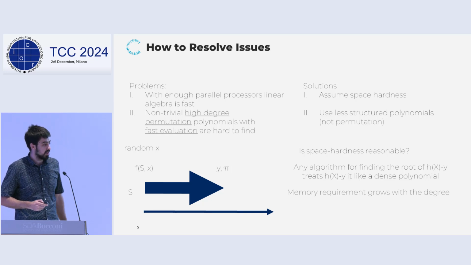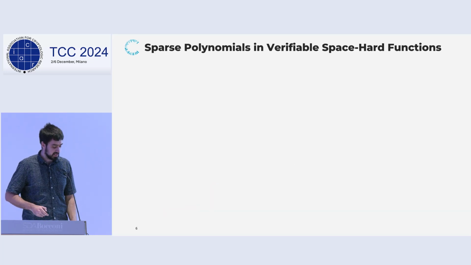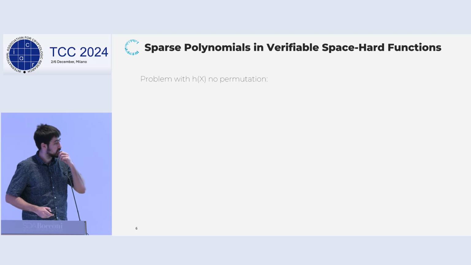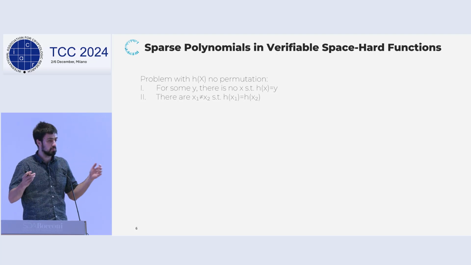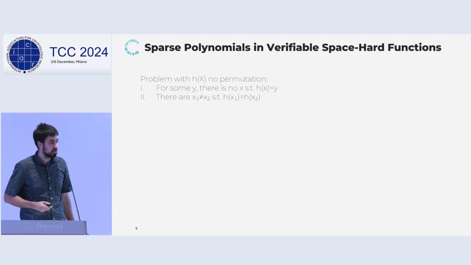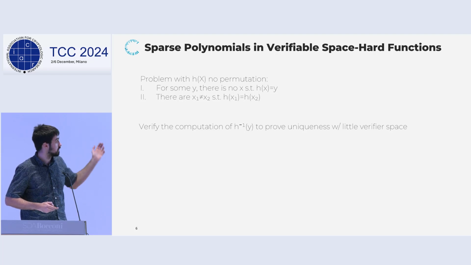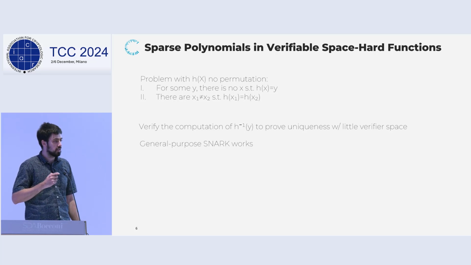Okay, now how do you build these? The idea is the same, but now we have the problem that our H no longer is a permutation. So for some Y, there's no input that would map to it, and also there are different inputs that map to the same value. So now we actually need to prove that we've done the inverting of the polynomial, otherwise you will not get uniqueness for this. Okay, general purpose SNARKs are enough to do this.